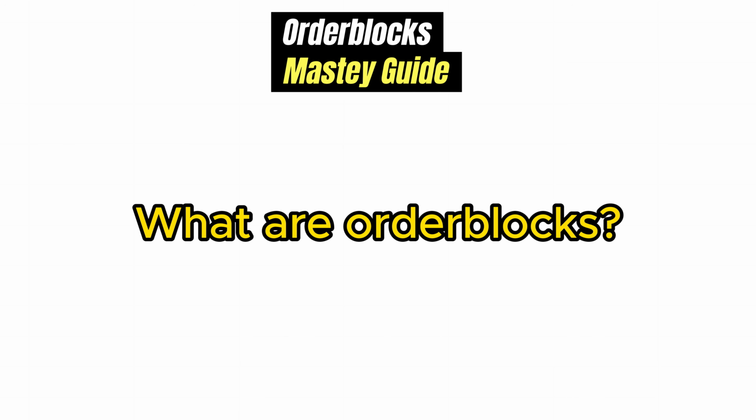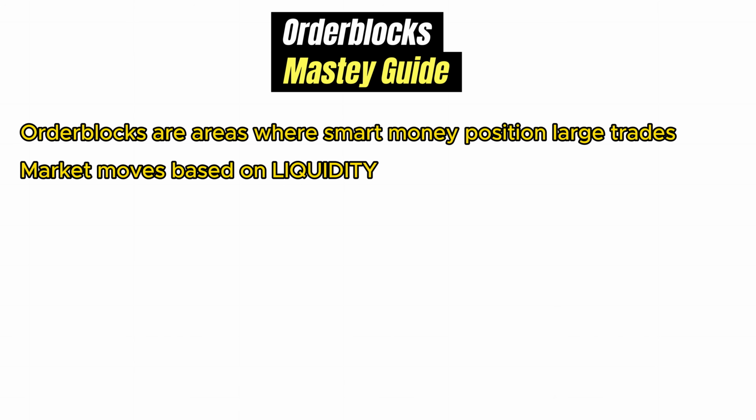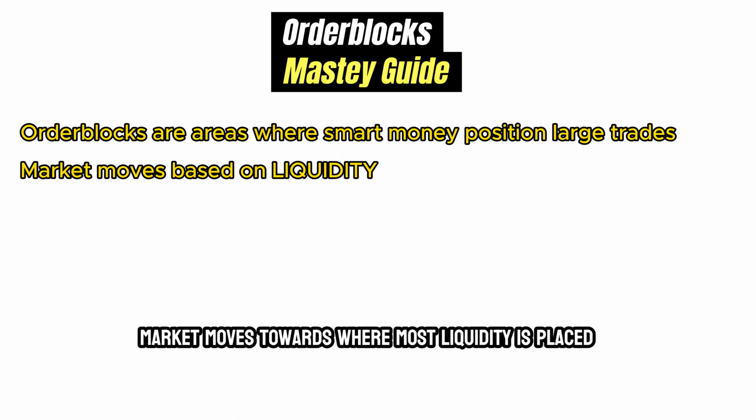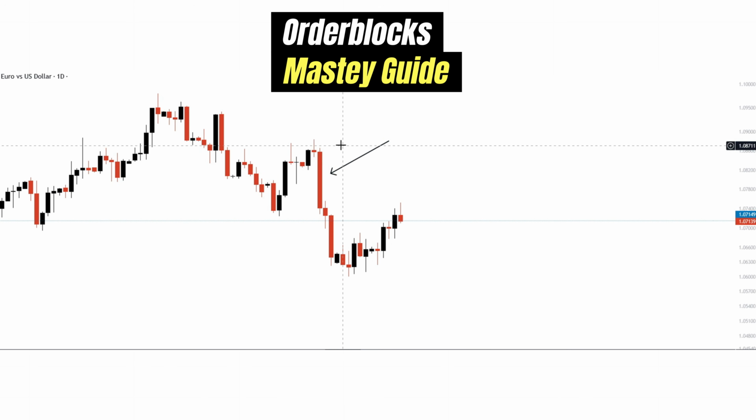So what are order blocks? Order blocks are basically just areas where smart money traders are positioning their buy or sell orders in significant amounts. You need to understand that the market moves based on liquidity. The price is like a magnet for liquidity. It moves where the most liquidity is placed. So the market needs liquidity to create such large price movements, and it needs a lot of it.